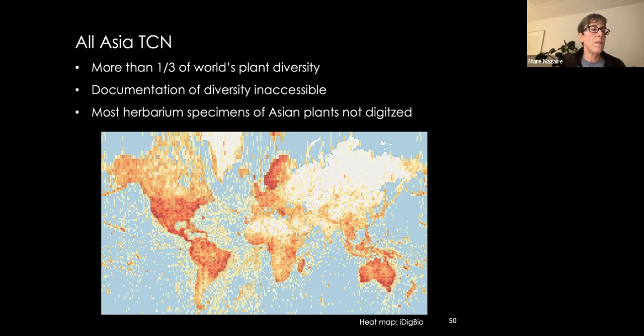But documentation of this diversity remains inaccessible, and research about it is difficult because most herbarium specimens of Asian plants have not been digitized. This is a heat map generated from iDigBio that shows the distribution of 43 million plant specimens. And you can see where Asia is light colored there. That really represents that the overall specimen records in that part of the world are much, much fewer than anywhere else.